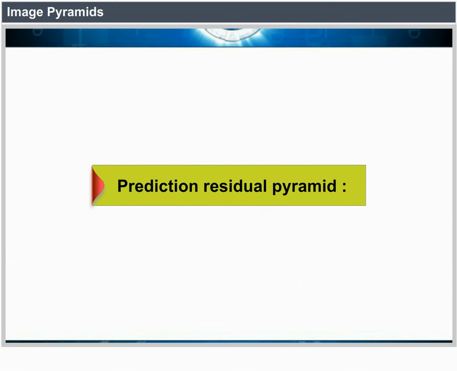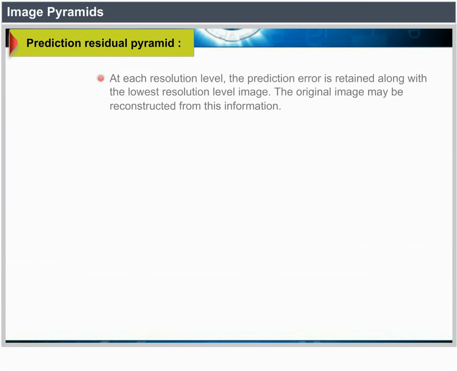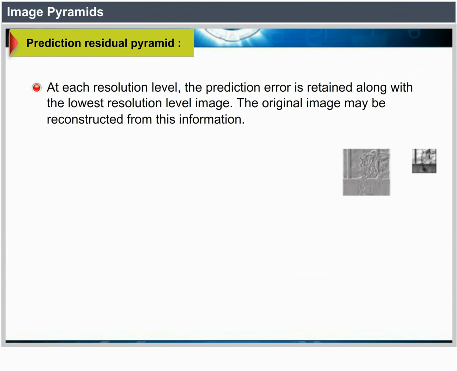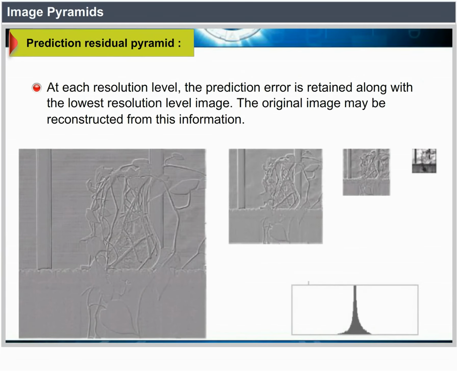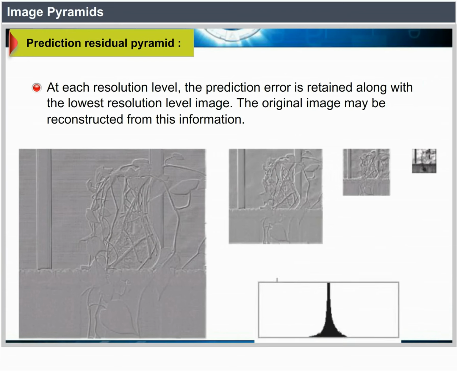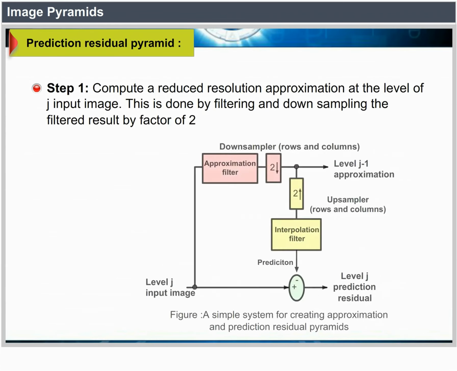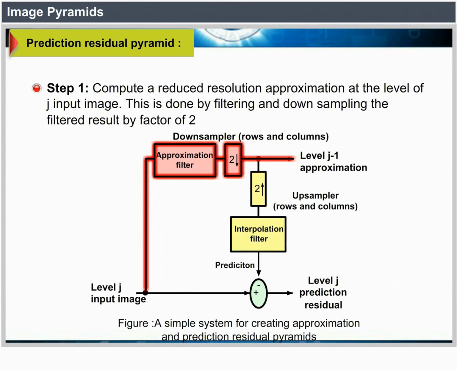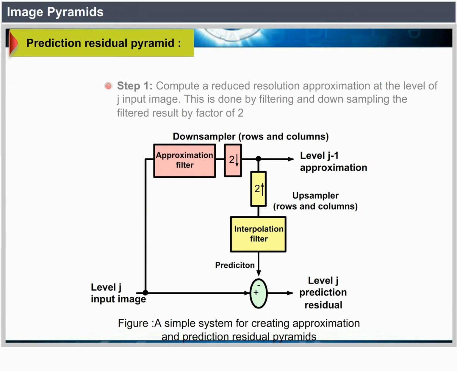Prediction residual pyramid. At each resolution level, the prediction error is retained along with the lowest resolution level image. The original image may be reconstructed from this information. Step 1. Compute a reduced resolution approximation of the level J input image. This is done by filtering and downsampling the filtered result by a factor of 2. Step 2.